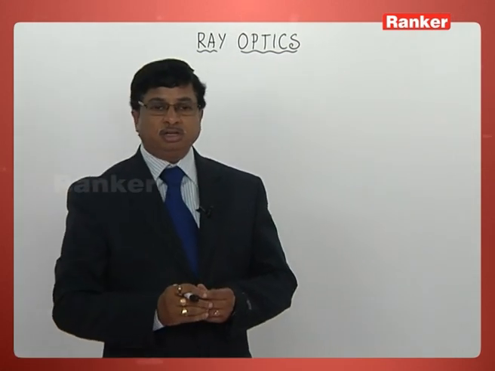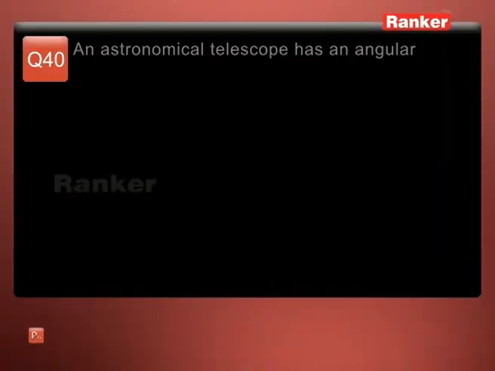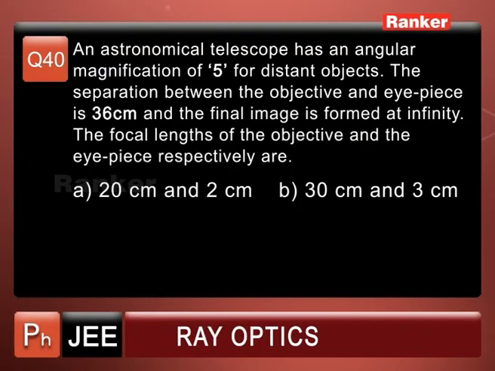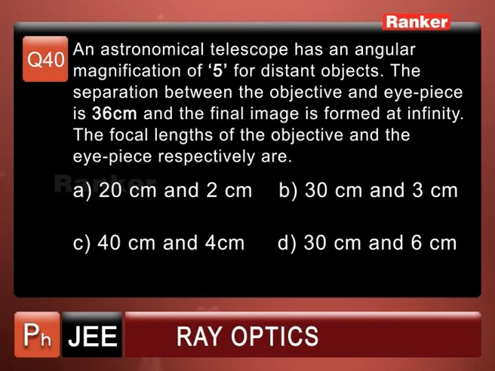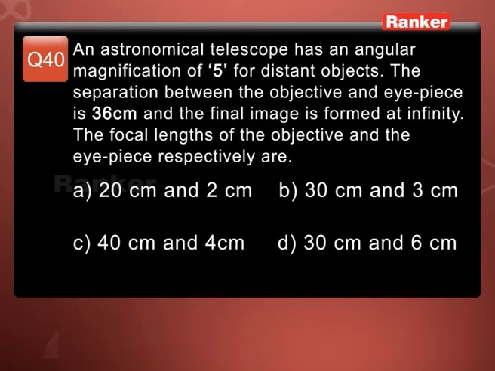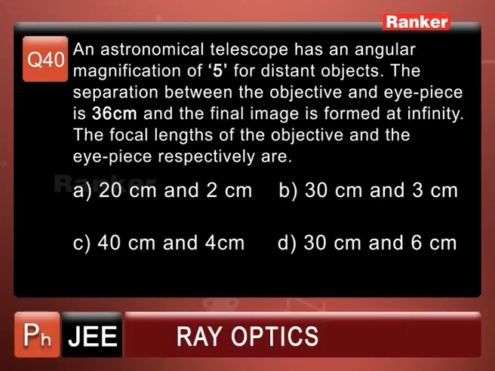Check the next number, that is problem number 40. An astronomical telescope has an angular magnification of 5 for distant objects. The separation between the objective and eyepiece is 36 centimeter and the final image is formed at infinity. Observe this wording carefully. Final image is formed at infinity.